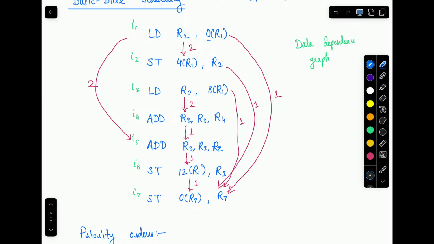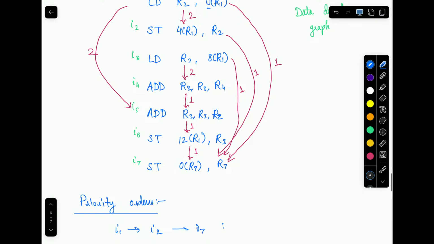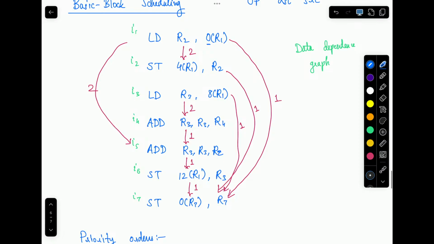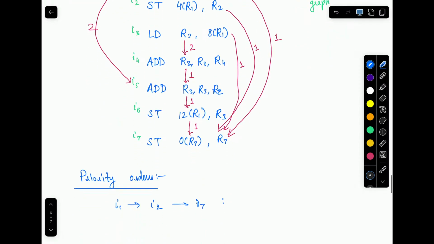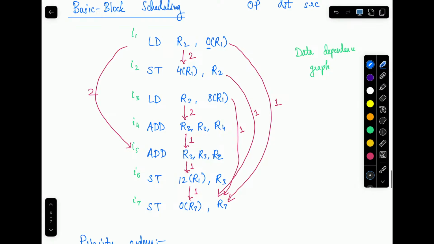So if I have a path in this program that goes from I1 to I2 to I7, can you tell me the length of this path in terms of the delays that are required? So 2 plus 1, 3, and let's assume 1 cycle would be needed for the last instruction to get executed. So total, let's say this path takes 4 cycles. This path is independent of the other instructions. I can execute I7 after I2 directly, I don't need to wait for anything else, and this path would take 4 cycles.